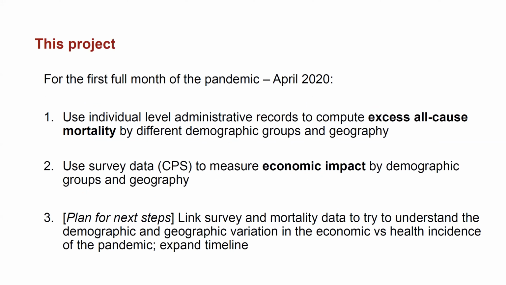So what are we actually going to do in this project? We're going to use administrative data for the first full month of the pandemic, so April 2020, to compute excess all-cause mortality by different demographic groups and geography. We're also going to supplement this with survey data from CPS to measure the economic impact by different demographic and geographic groups. And then our plan for next steps is to try to link various survey and mortality data at the US Census to try to understand what are the actual causes and consequences of different demographic and geographic variation in both the economic and health impact of the pandemic. We're also hoping to expand the timeline. But today all the results will be for April 2020. So think about this as the very first month of the pandemic.